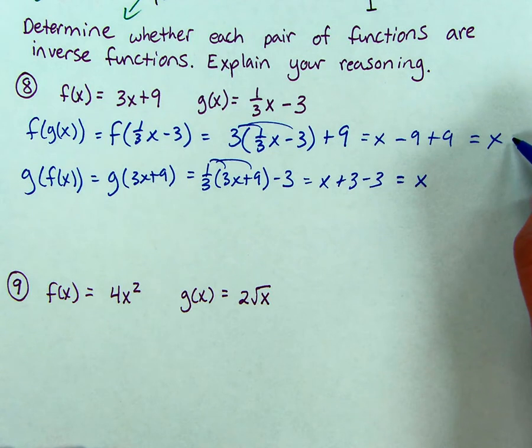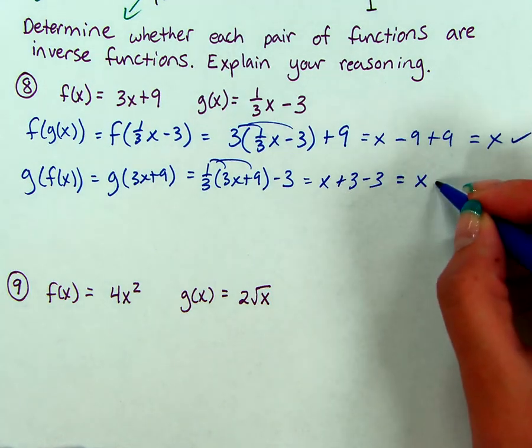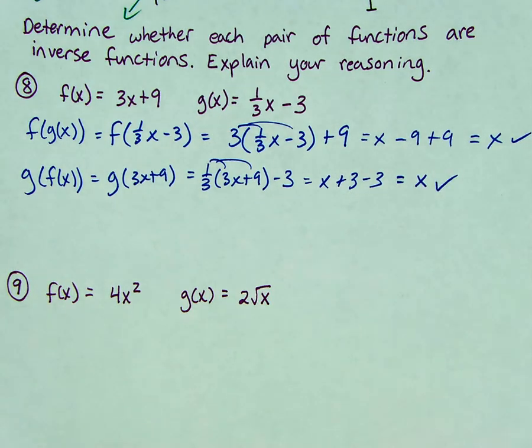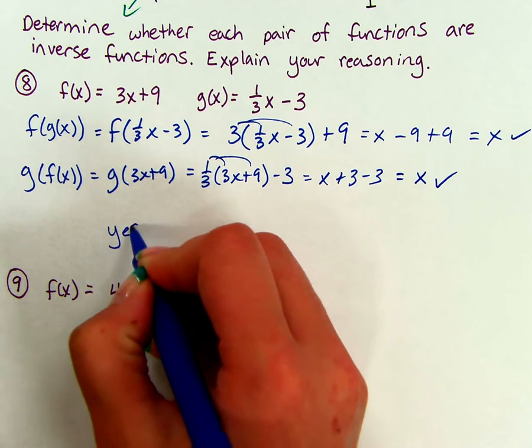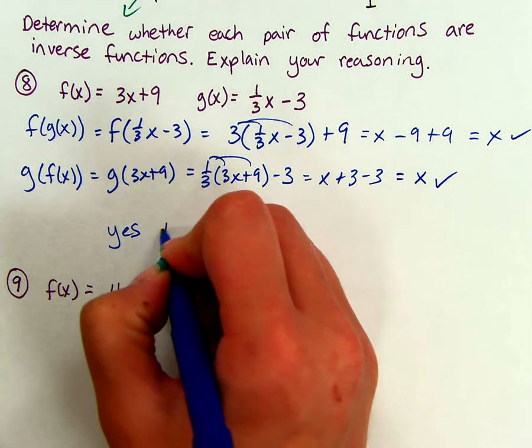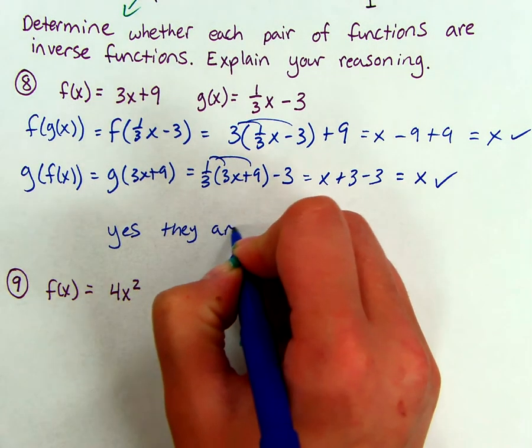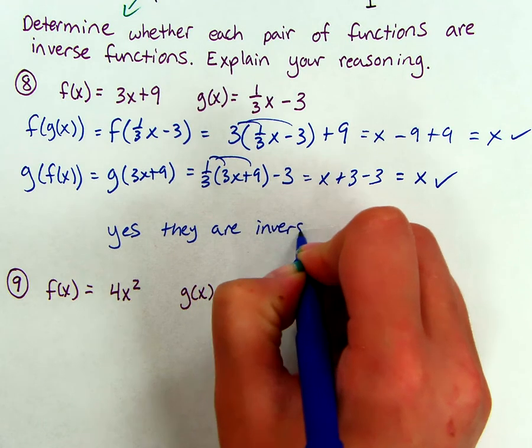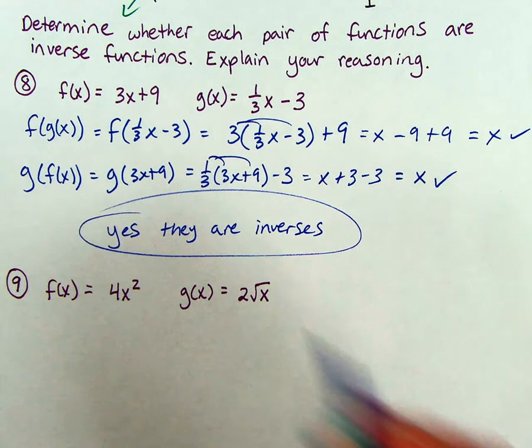So we have f of g of x equals x, and g of f of x equals x. So yes, they are inverses. And again, our reasoning is our work.